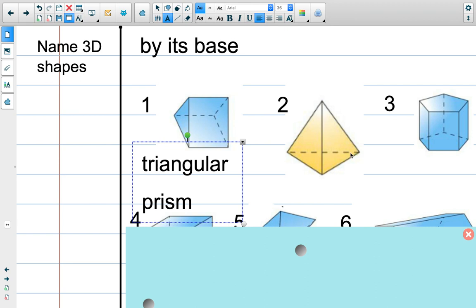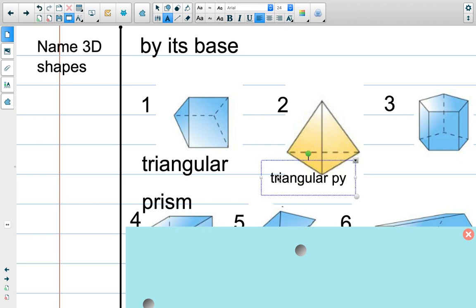This one has a triangle for a base, but it comes to a point. So this one would be, I'm going to make my font a little smaller so it can fit better. This one would be a triangular pyramid because each of the sides is a triangle.